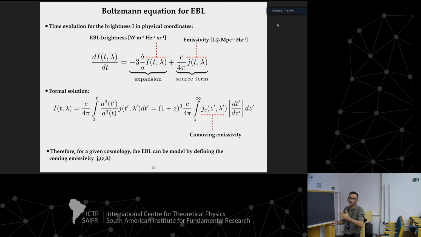From the theoretical point of view, you have to solve a Boltzmann equation, basically, to track the EBL brightness as a function of time. In this Boltzmann equation, there's basically the competition of two terms. There is the expansion rate: as the universe expands, it dilutes the number of low energy photons. At the same time, new photons are being injected in the extragalactic medium. This is the source term, where stars and dust enter. You can integrate this differential equation, and then you have a formal solution for the intensity as a function of wavelength and as a function of time as well.